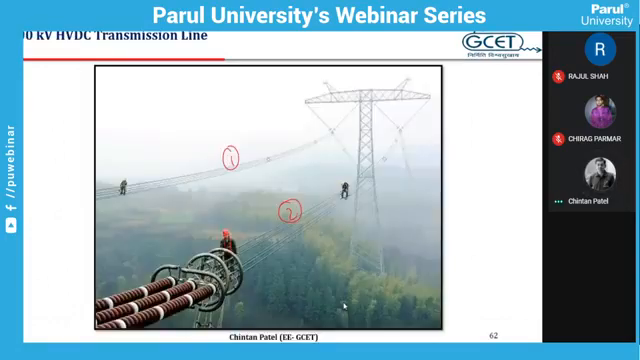The next, it may be a 1200 kV HVDC transmission line. So this is how we can identify the voltage level of transmission lines. So I stop here. If you have any query, you may write the question so that we can discuss briefly.